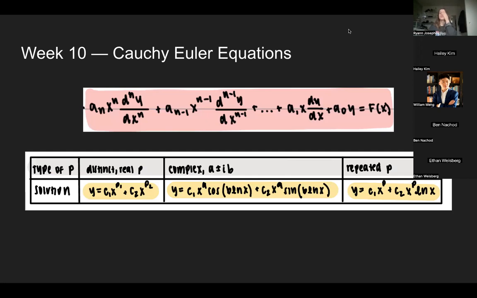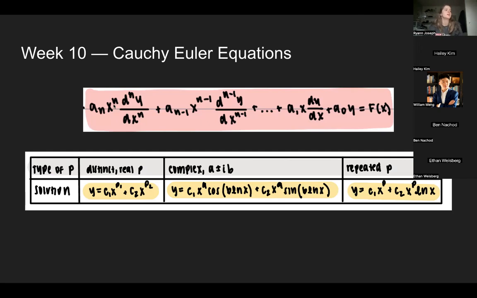Cauchy-Euler equations. These are a specific type of non-constant second order differential equations. They have a specific form that you should be able to recognize, but again, like I said, you're not going to be asked anything that is non-constant that is not of this form. So you should be able to assume that if you're just told solve this, it's Cauchy-Euler, but it's going to be of the form.